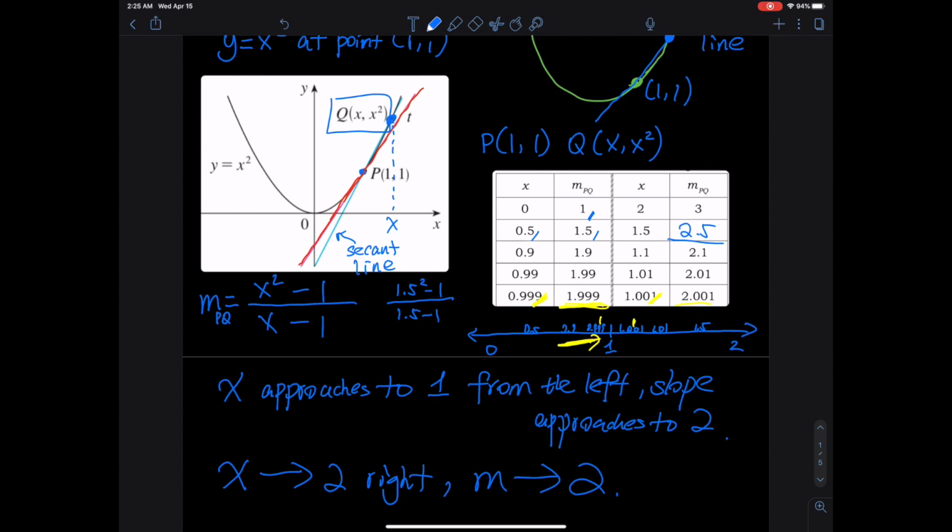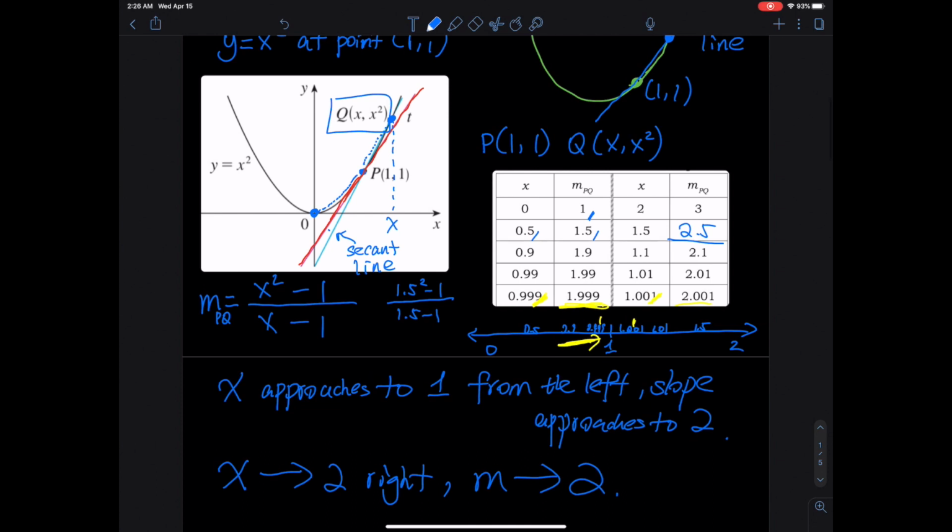You have a point Q, right? As x approaches 1 from the right, this point Q is getting closer and closer to point P. As x approaches 1 from the left, we pick another point right here, any point on the parabola. As x approaches 1 from the left, this point is getting closer and closer to 1.